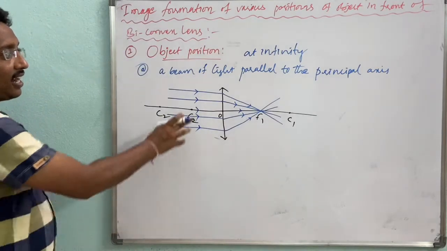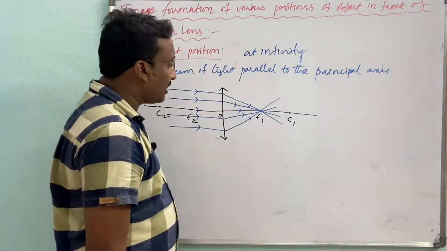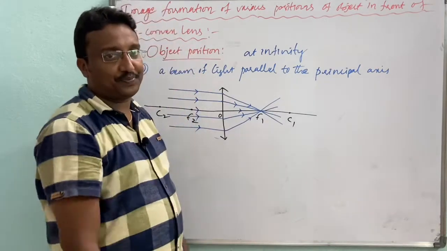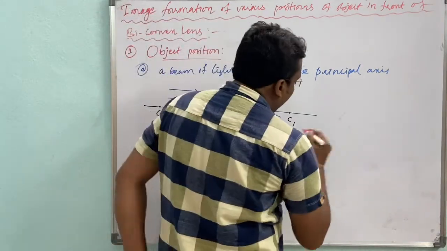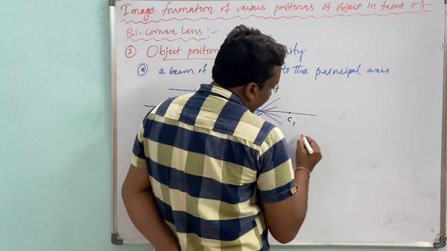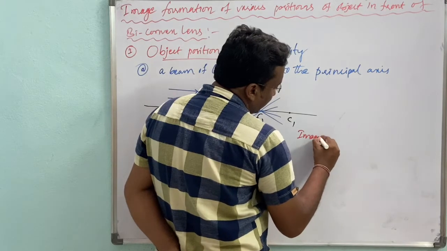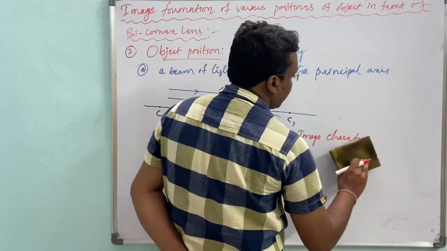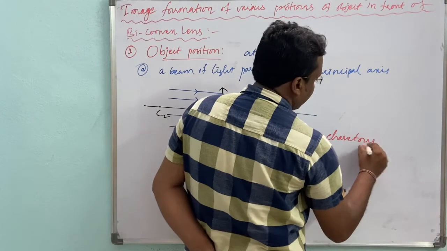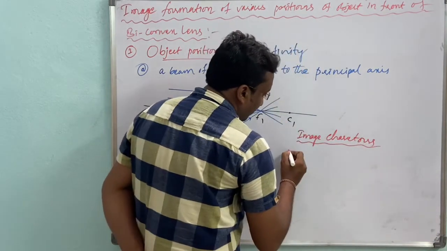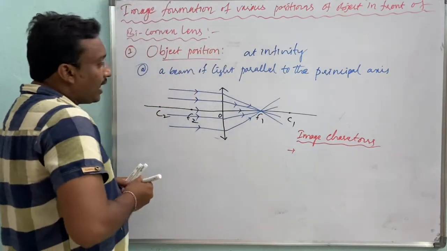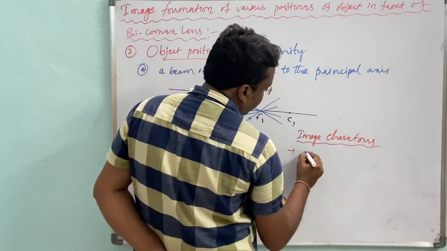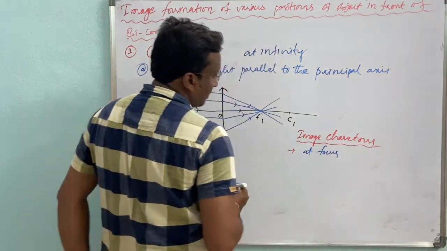Right. Like this, the image formation will take place. If a parallel beam of light falls on it, then they converge at a point. Here we use only rule 1 to complete it. Then, characteristics of the image, image characters. First one, where is it formed? Now at the focus. It is formed at the focus.